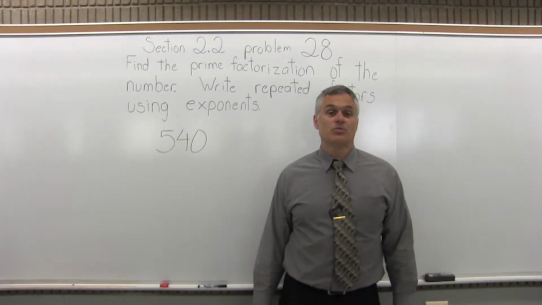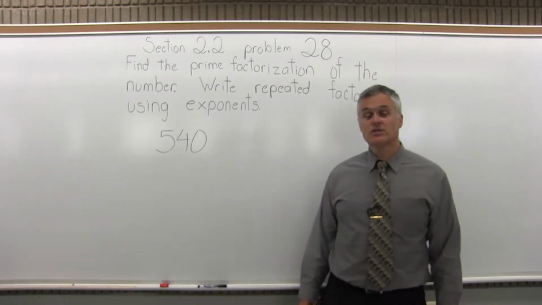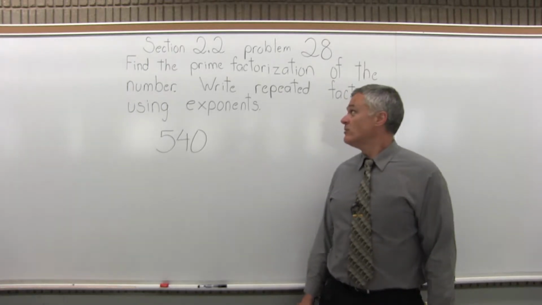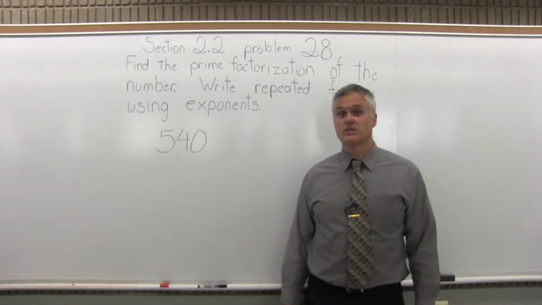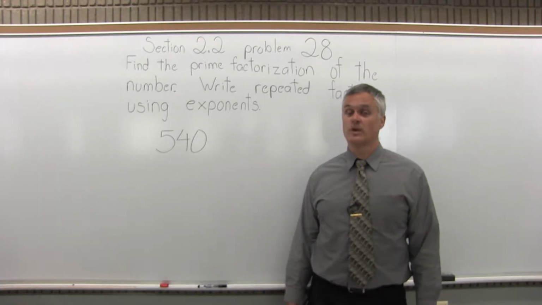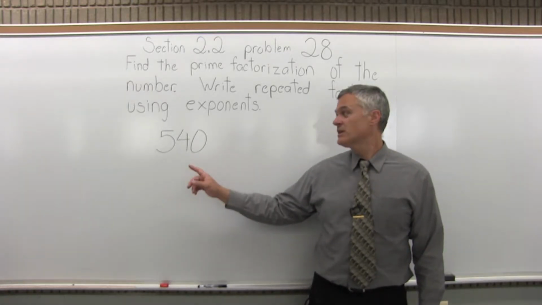This is Section 2.2, Problem 28. Find the prime factorization of the number. Write repeated factors using exponents. And the number we have to find the prime factorization for is 540. So it seems really big when we start, but it splits down fairly quickly.